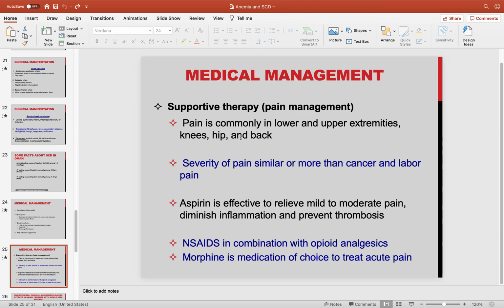For example, the patient may receive aspirin. Why? Because it is effective to relieve mild to moderate pain, and also decreases inflammation and prevents thrombus, because as we said, the RBCs occlude the blood vessels and sometimes cause thrombus. Also a non-steroidal anti-inflammatory drug in combination with opioid analgesia will sometimes be effective. If you are posted in the emergency department, you will see that morphine is the medication of choice to treat acute pain in patients with sickle cell disease.